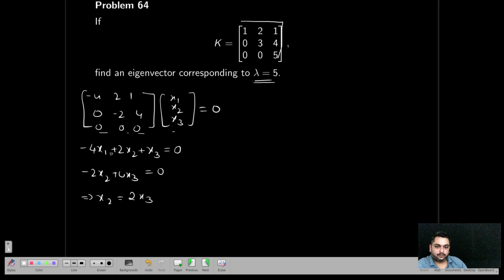Okay. So x1, x2, x3. So none of the variables are free variables here. So that means what? All are linearly independent. That is the meaning. So now we'll see.